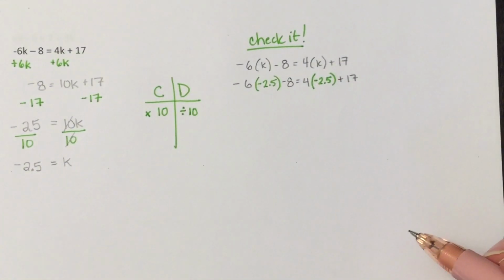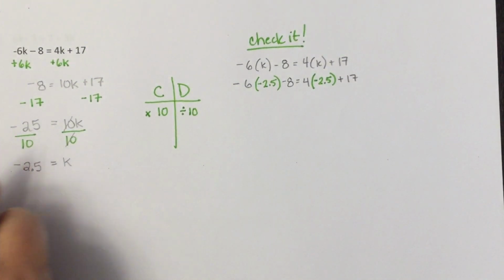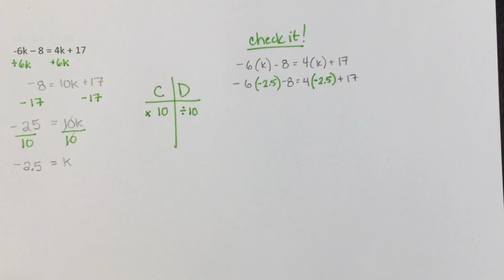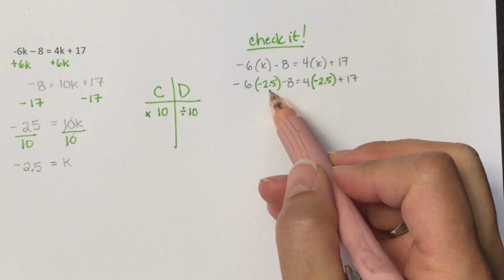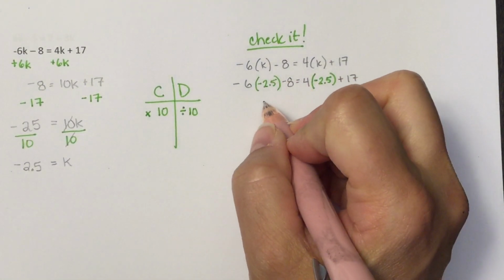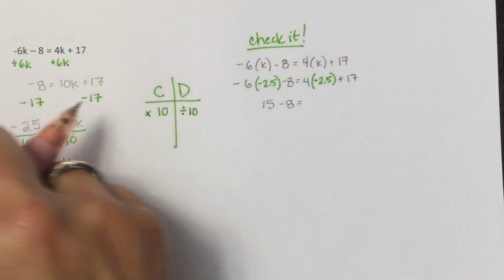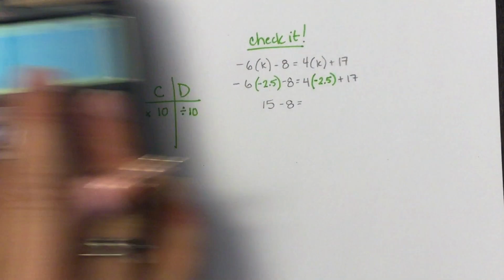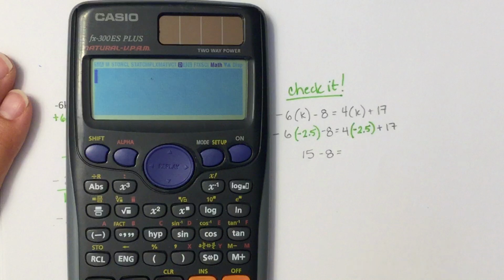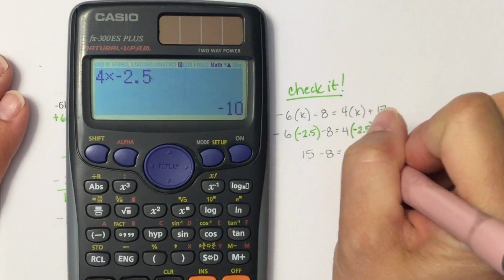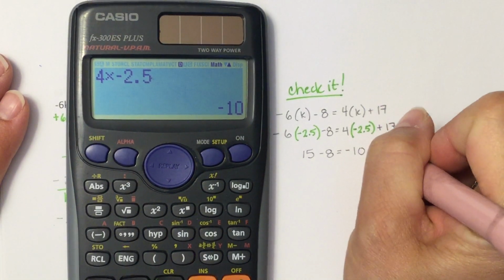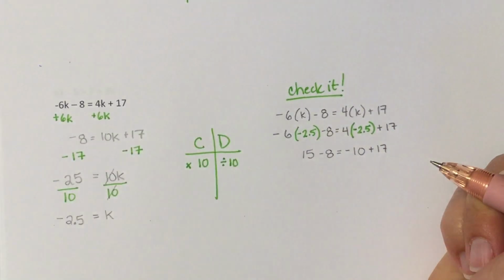So negative 6 times negative 2.5 gives me 15 minus 8. You should take out your calculator and do this with me. Next I have 4 times negative 2.5, which gives me negative 10 plus 17.